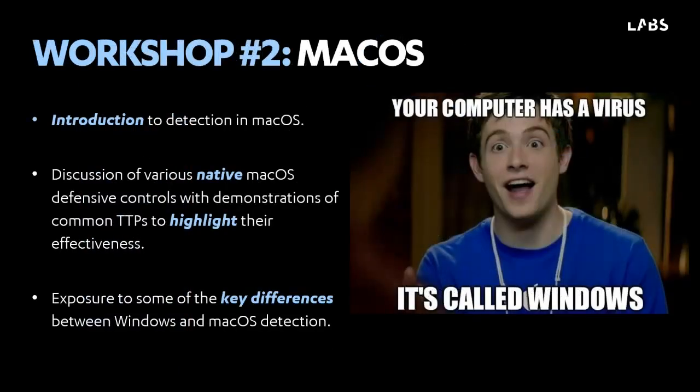Okay, awesome. Cheers, Alfie, and welcome to workshop number 2, macOS edition. We're going to cover an introduction to detection on macOS. We're going to look at a few different TTPs and at a lot of the native macOS defensive controls, and talk about how they work, how they can be bypassed, and how they can be utilized to defend against things. Crucially, for those of you who are new to macOS detection or have roots on the Windows side, we're going to talk about some of the key differences between Windows and macOS.